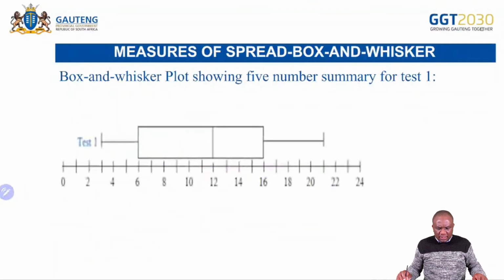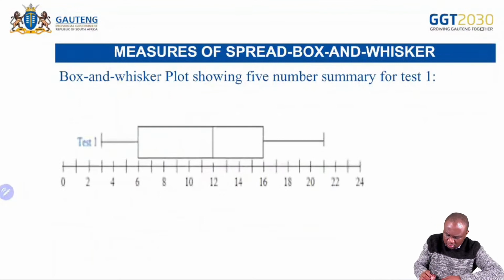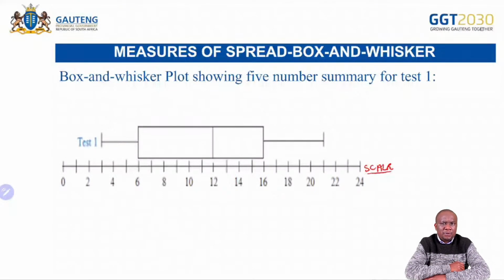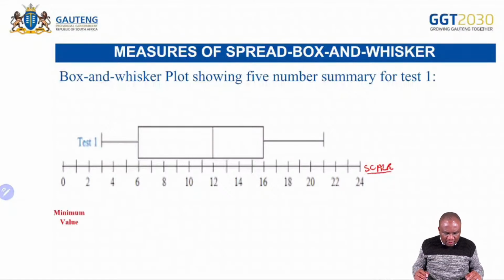All right, welcome back. I really hope that you managed to also draw the scale. A box and whisker without a scale is meaningless. The scale must be there. We have the whiskers. The whiskers are these lines that come out of the box. We have this point here, the end of the whisker, that's where the minimum value is.